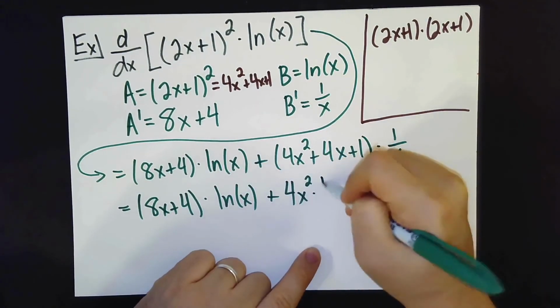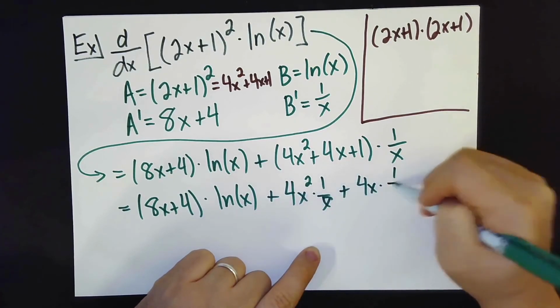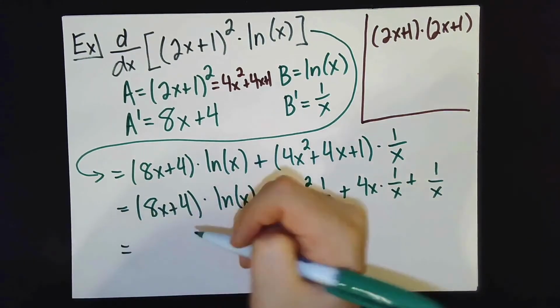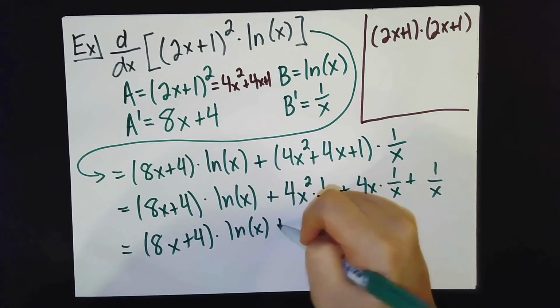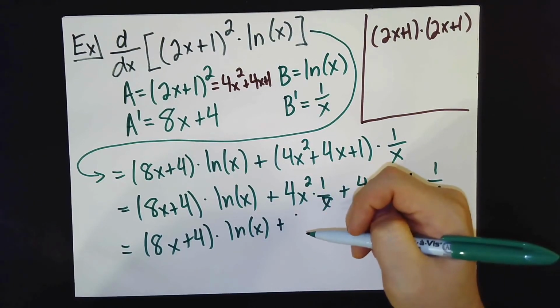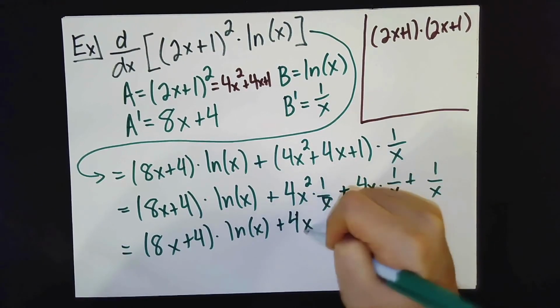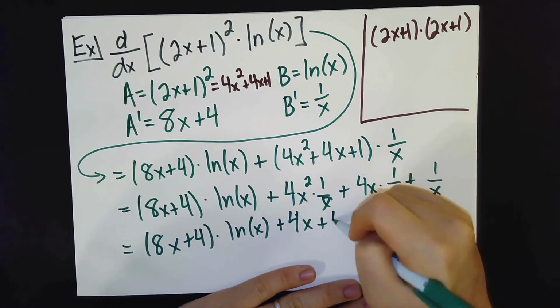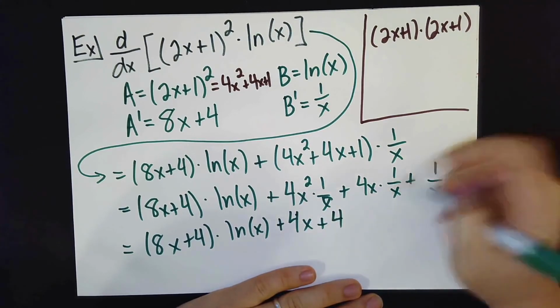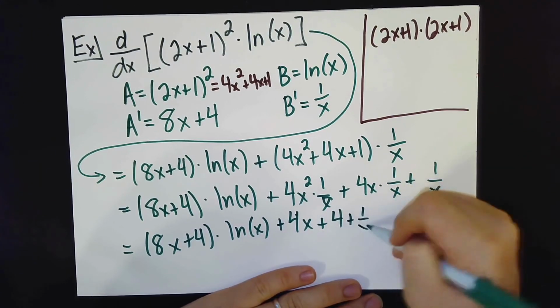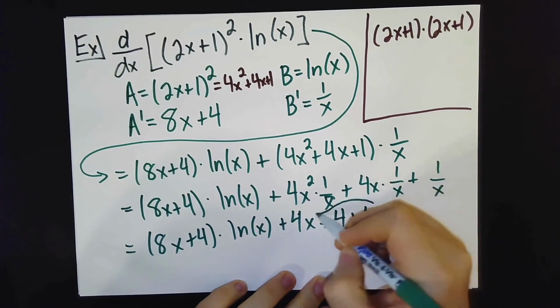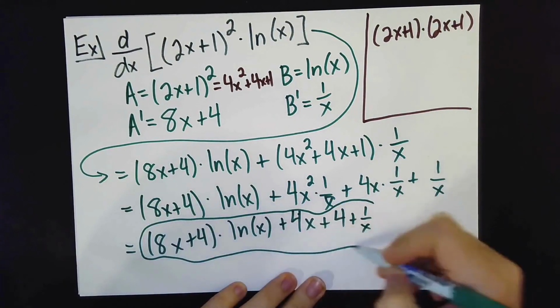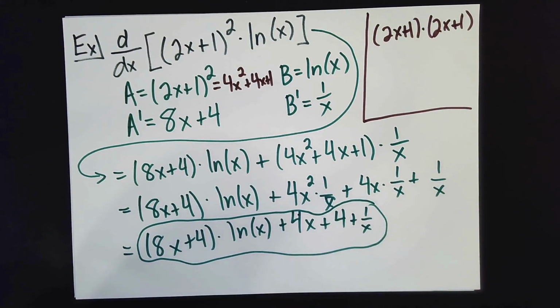And here, if I actually distribute this, it makes it a little nicer. Why did it make it nicer? Well, 4x squared times 1 over x, that's the same thing as 4x, plus, and then 4x times 1 over x, that's 4. And then, well, I can just write a 1 over x here. And so that, all together, is our grand answer for the derivative of 2x plus 1 squared times the natural log of x.